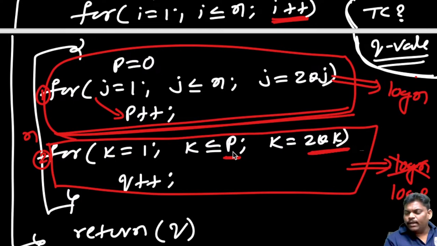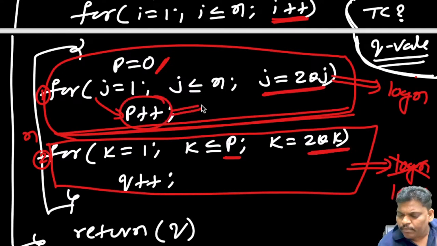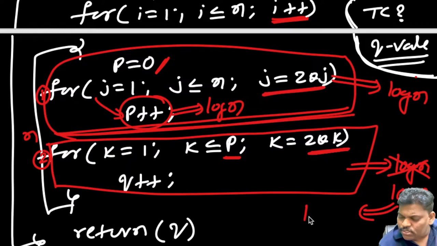Can you help me now? What is the p value? P value is initially 0. Every time, see this one, j is equal to 2 into j. This is going on log n time, so the p value becomes log n. So finally, this is going to be log p, where p is log n: log of log n.